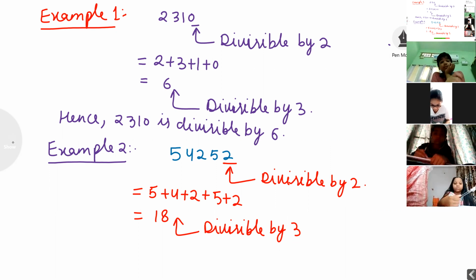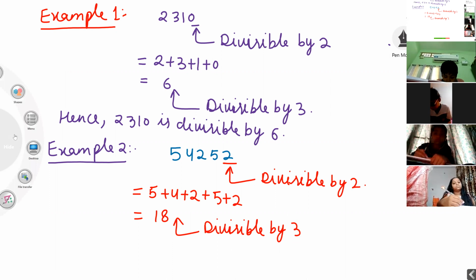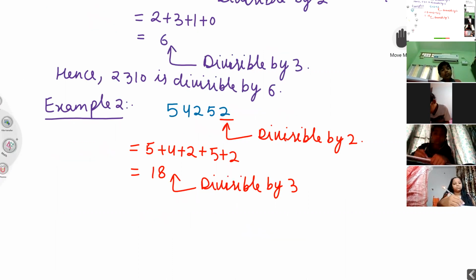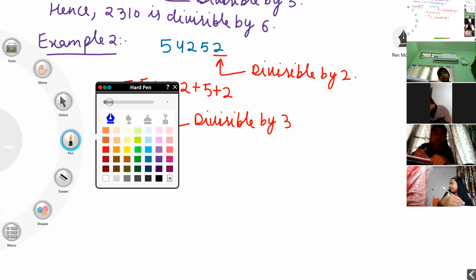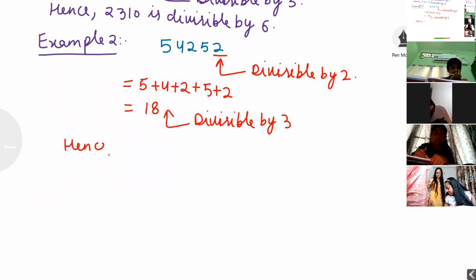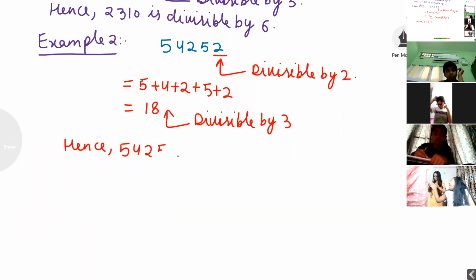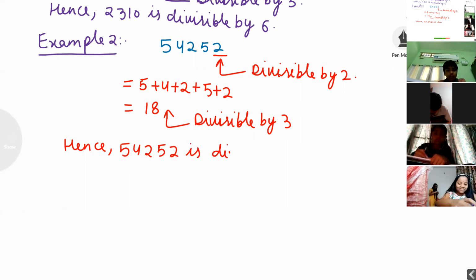Hence, 54,252 is divisible by 6. Example 3.